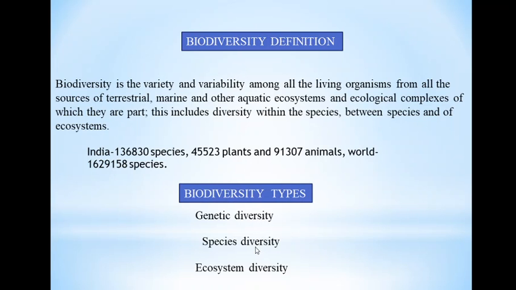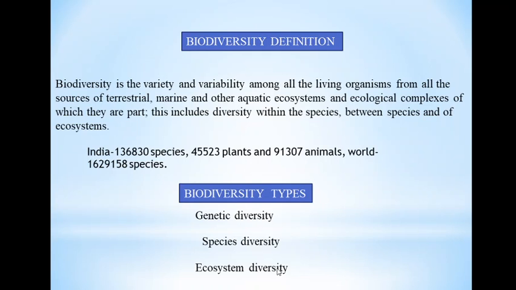Next is species diversity. Species diversity is the variety and variability between different species. We can also say the species richness of an ecosystem, or the population richness of a population. And the third one is ecosystem diversity. There are different types of ecosystem. Each type of ecosystem supports a unique type of life on the earth.